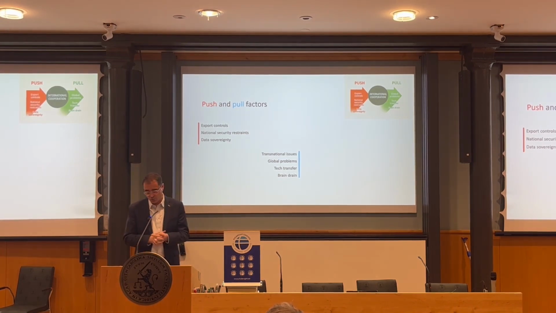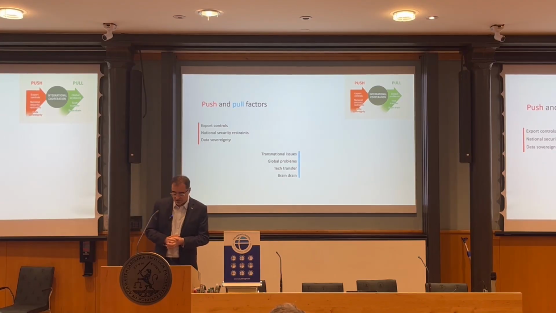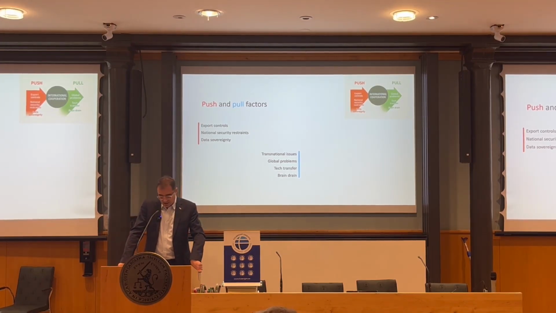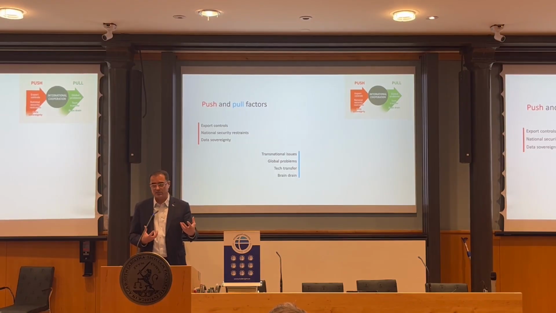Tools for pushing away are export controls, national security restraints, the idea of data sovereignty and other forms of tech sovereignty. But the pull factors are, there's a lot of transnational issues that need to be researched with international teams of scientists. They're global problems, too complex to be solved or addressed by any particular nation. There's an obligation to transfer technology that's written in international law. The problem of brain drain, scientists move around, and so we need to coordinate that part too. So there are more push and pull factors, but the idea is that international cooperation is at the center of this effort of countries to mediate their own desire to be part of the system and be out of the system.